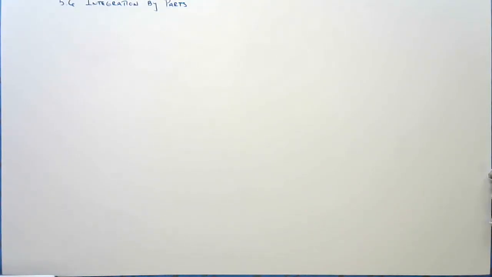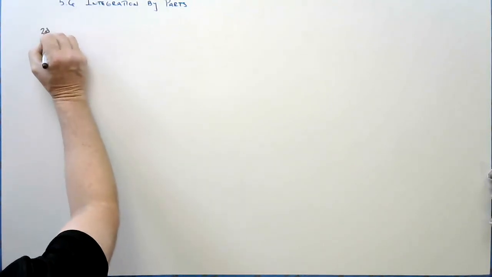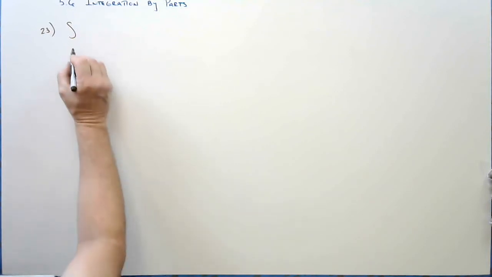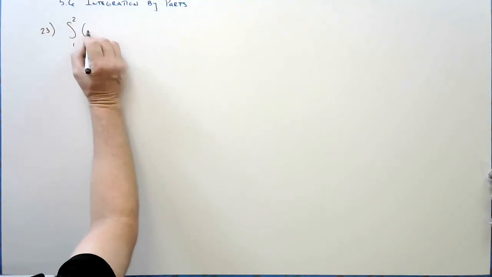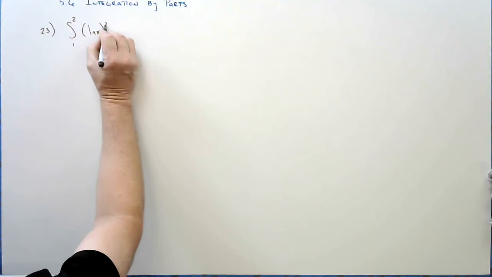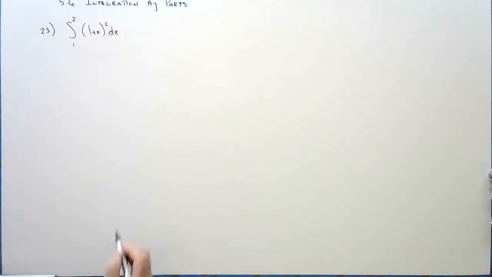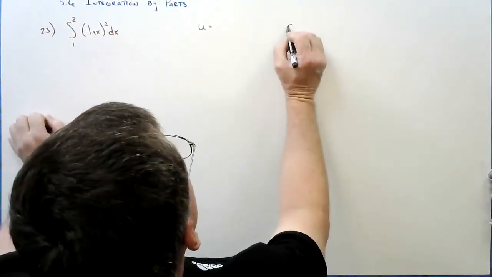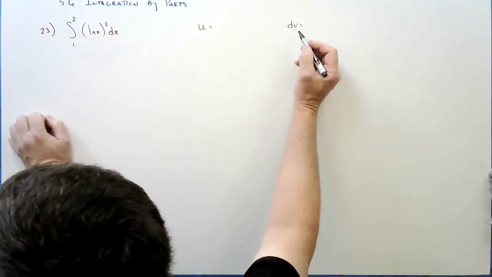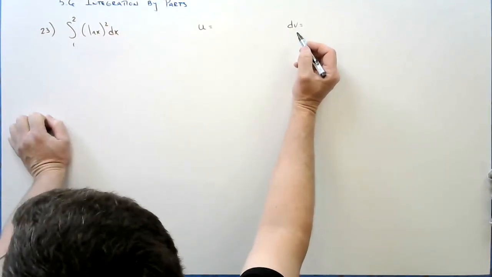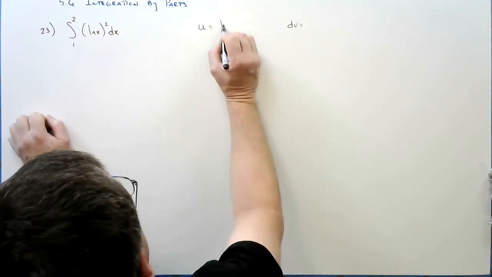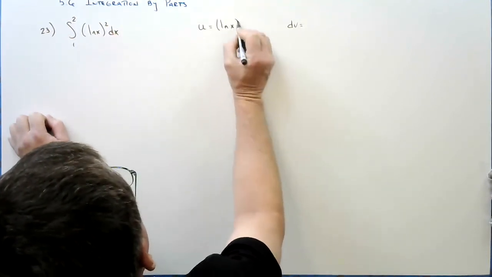Okay. Now we'll look at number 23. 23 looks very intimidating, right? It's the integral from 1 to 2. It's our friend, the natural log of x. That's squared, and then this is dx. But to do this problem, again, we have to remind ourselves, when I'm choosing my u and I'm choosing my dv, dv is supposed to be somebody we can integrate. We don't know how to integrate the natural log of x. So that's going to have to be u.